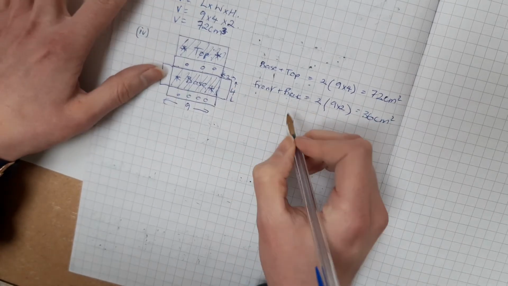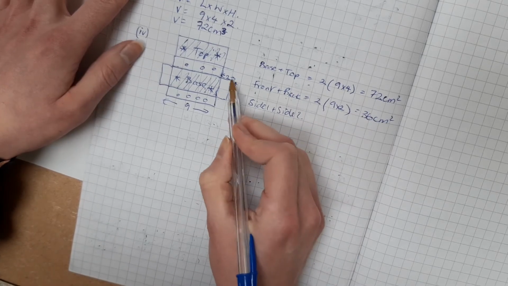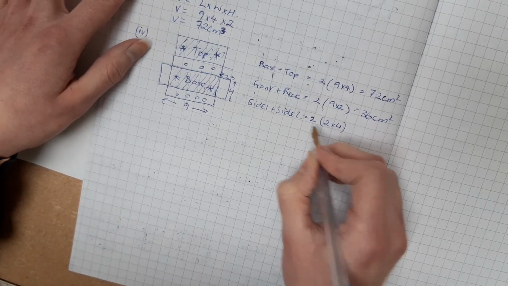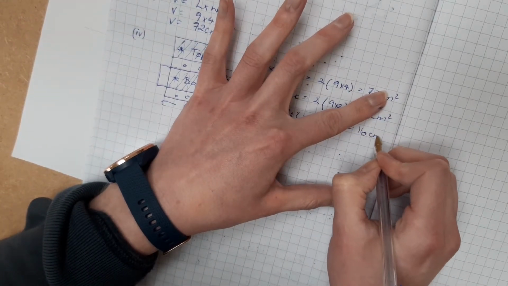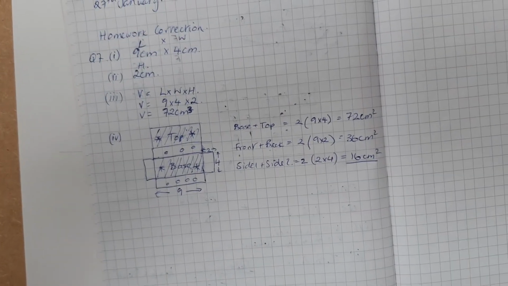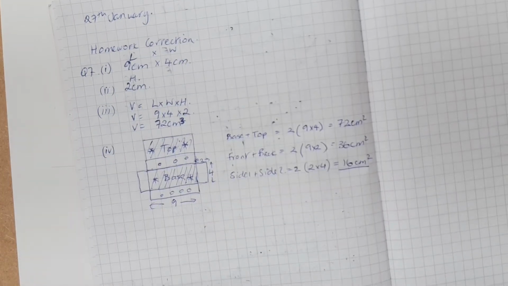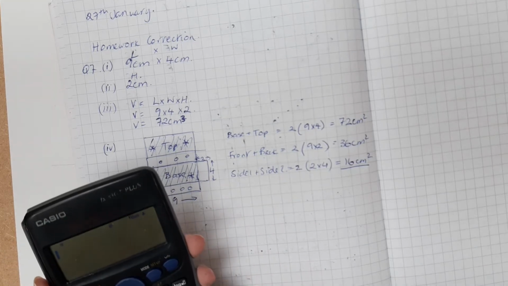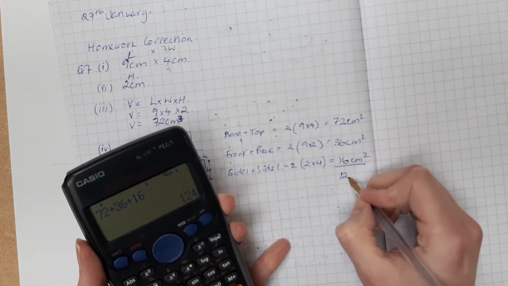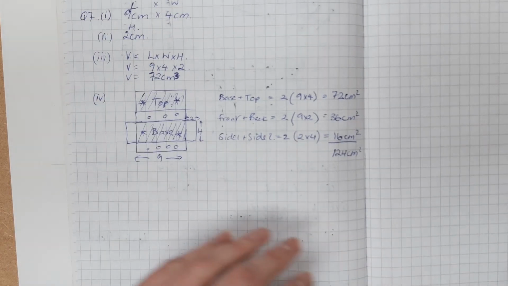And finally, the 2 sides, side 1 and side 2, is a 2 by 4 rectangle, and there's 2 of them. So that's 8 by 2, which is 16 centimeters squared. To get the total surface area, all you're going to do is add up those measurements together. 72 and 36 and 16, which is 124 centimeters squared. Okay, so that's question 7 done.